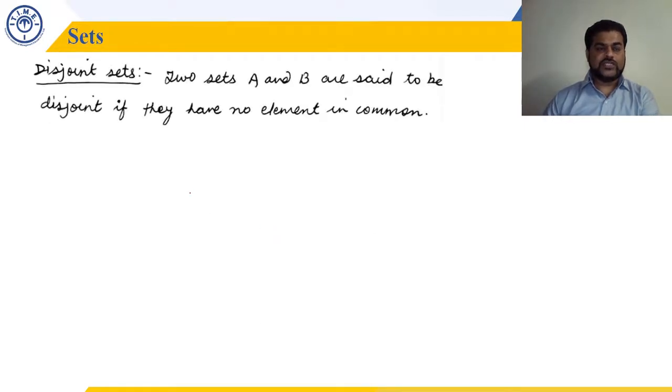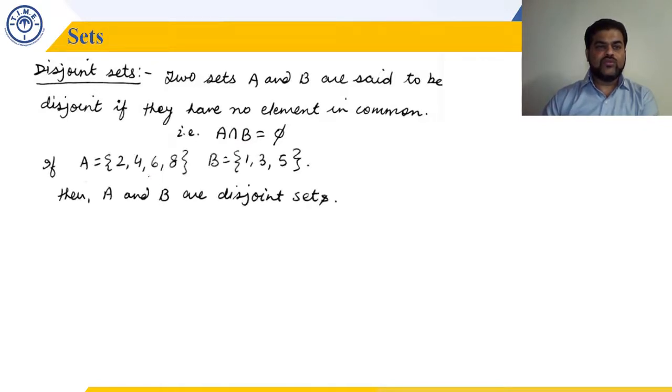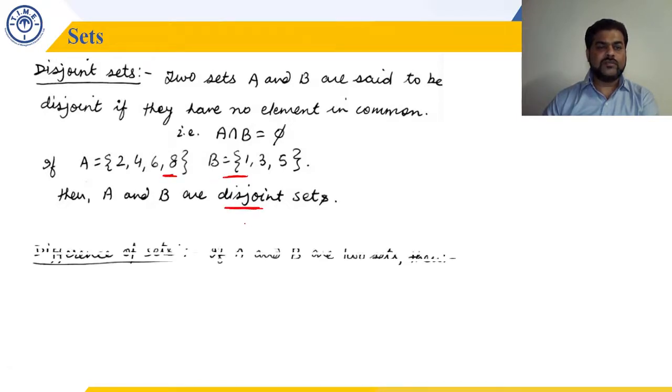What are disjoint sets? Two sets A and B are said to be disjoint if they have no element in common. Disjoint sets are those sets which have no common element. Which means A intersection B is a null set, an empty set, which is represented as phi. So if two sets A and B are disjoint, that means A intersection B is phi. Suppose A is 2, 4, 6, 8 and B is 1, 3, 5. A and B are disjoint sets because there is no common element, right? In these two sets there are no common elements. So these are disjoint sets.